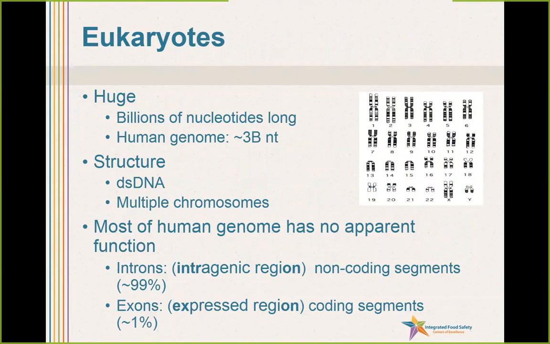Eukaryotes, on the other hand, are huge. They're billions of nucleotides large. The human genome is 3 billion nucleotides, so that can give you some perspective. The structure of eukaryotes is a double-stranded DNA with multiple chromosomes. Most of the human genome has no apparent function, but is composed predominantly of non-coding segments such as introns, rather than coding segments such as exons.